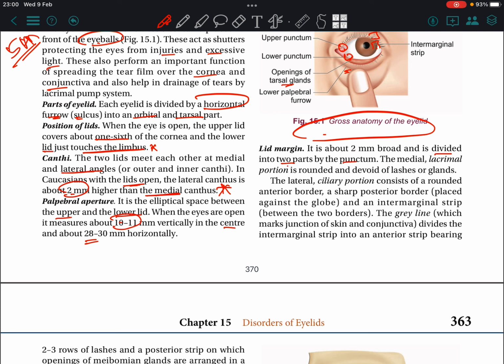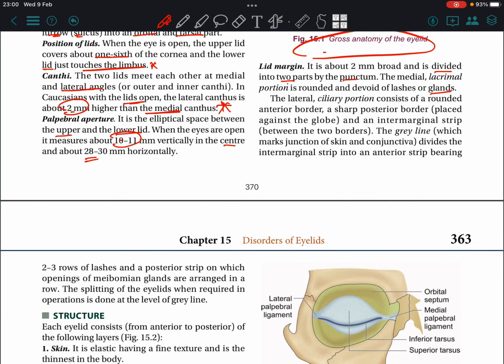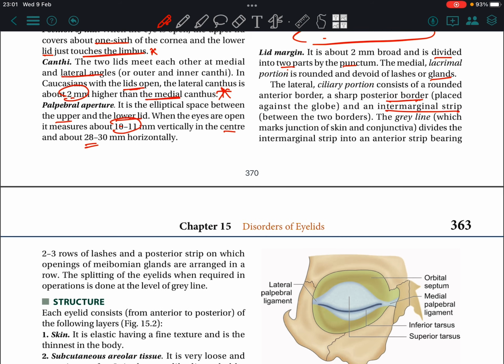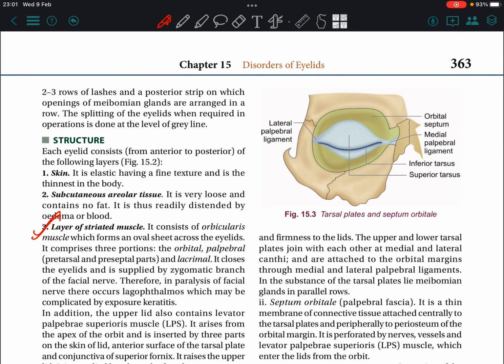The medial lacrimal portion is rounded and devoid of lashes and glands. The lateral ciliary portion consists of a rounded anterior border, a sharp posterior border, and an intermarginal strip. The gray line divides the intermarginal strip into an anterior strip bearing 2 to 3 rows of lashes, and a posterior strip.